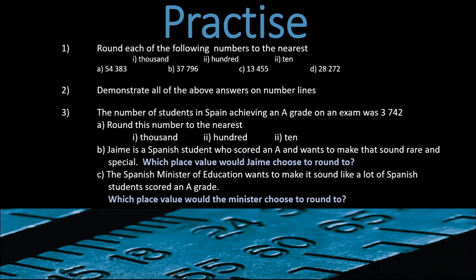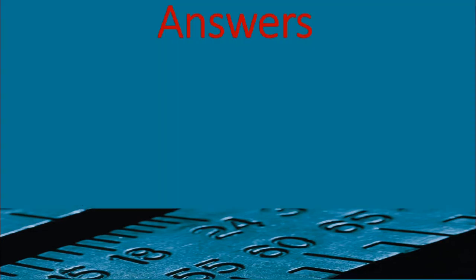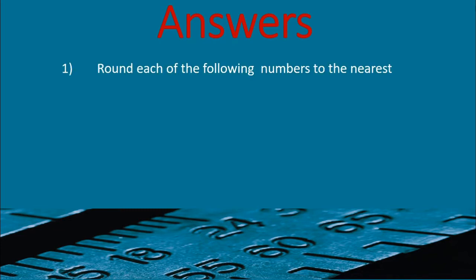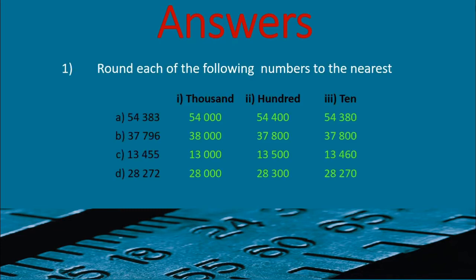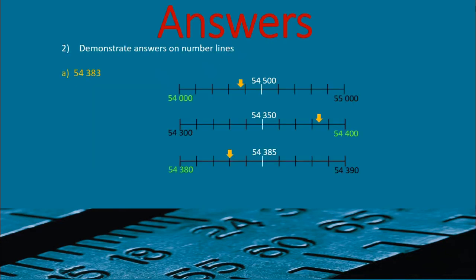I hope you took a chance to hit pause, because here comes your answers. For question 1, rounding each of the following values to the nearest 1,000, 100, and 10. Question 2, showing this on a number line, I can clearly see that my value is below the midpoint, so it rounds down to 54,000. Here it's above the midpoint, so it rounds up to 54,400. And here it's below the midpoint, so it rounds down to 54,380.